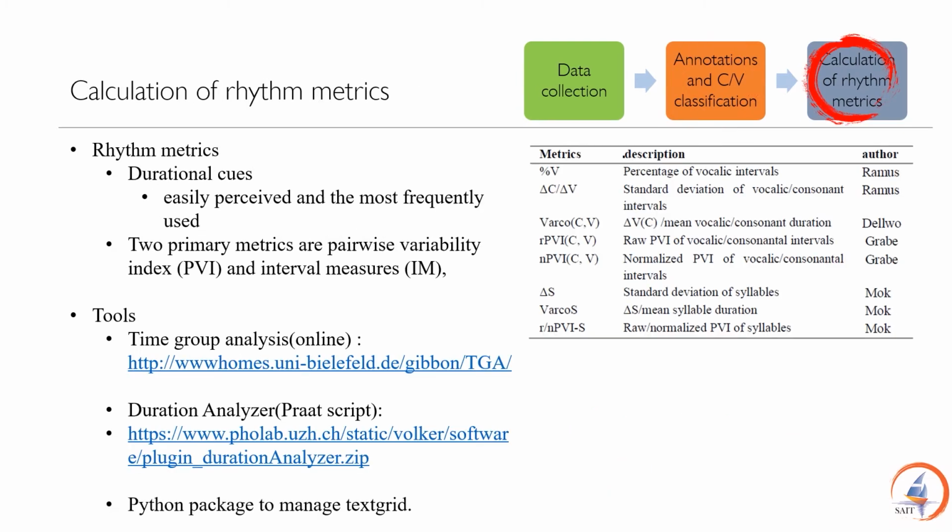Last but not least, the calculation of the rhythm metrics. Durational cues are most easily perceived and most frequently used to quantify the differences in rhythm. There are two primary metrics, the pairwise variability index, PVI in short, and the interval measures. For example, the interval measures will calculate the percentage of vocalic intervals and the standard deviation of vocalic durations, with normalized versions. The left column lists the popular ones presented in the literature. See the overview by Loukina, 2011 for more details.